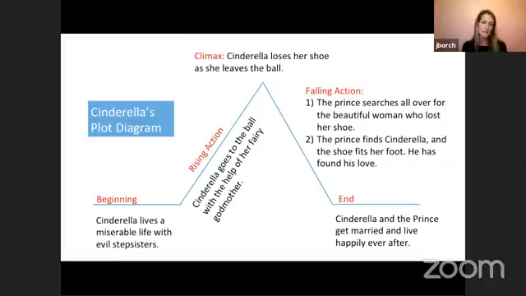The first one, the beginning, is Cinderella lives a miserable life with evil stepsisters. The rising action, Cinderella goes to the ball with the help of her fairy godmother, moving towards our conflict at the top, where Cinderella loses her shoe as she leaves the ball. The following action is the prince searching all over for this beautiful woman who lost her shoe. And then, of course, finding Cinderella, finding that the shoe fits her foot, and determining that she's his true love. And then the ending, where Cinderella and the prince get married and live happily ever after.